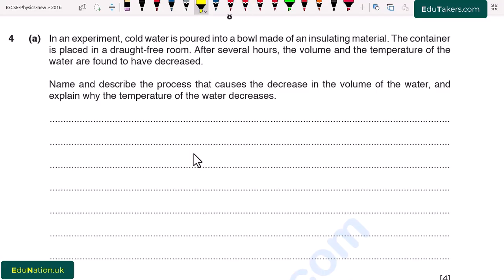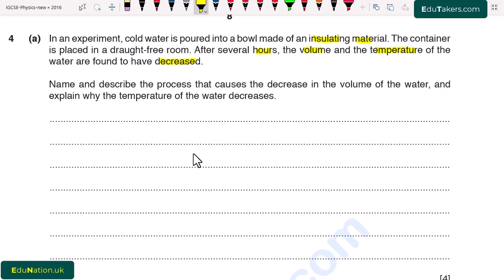Question number 4, part A. In an experiment, cooled water is poured into a bowl made of an insulating material. The container is placed in a draft-free room. After several hours, the volume and the temperature of the water are found to have decreased. So both the volume and temperature decrease.